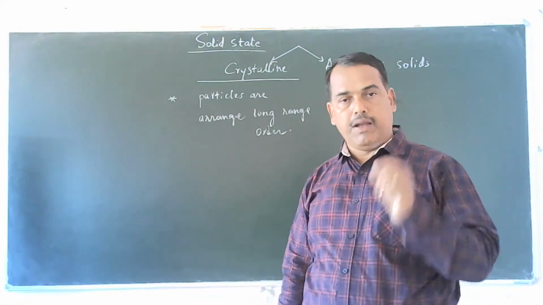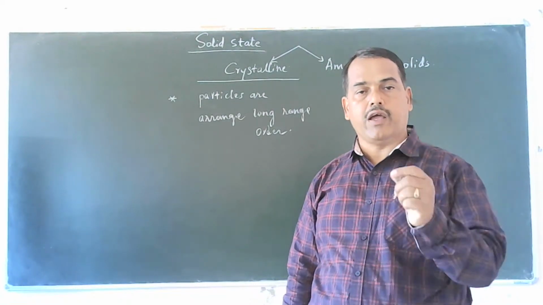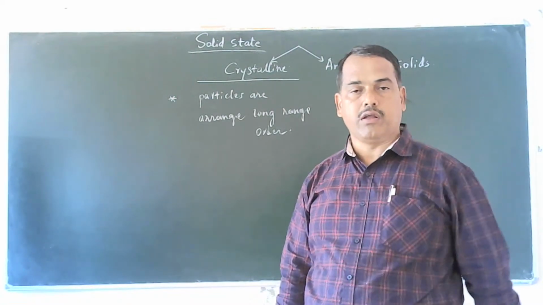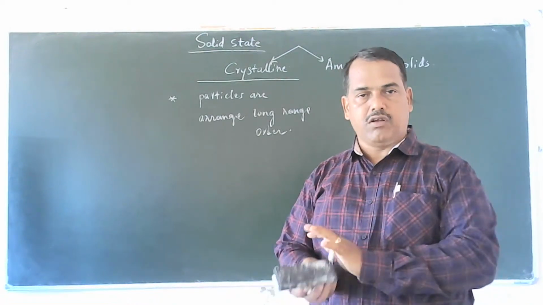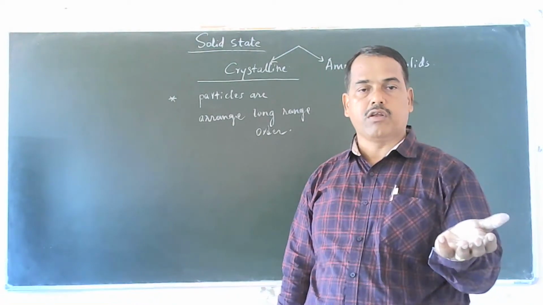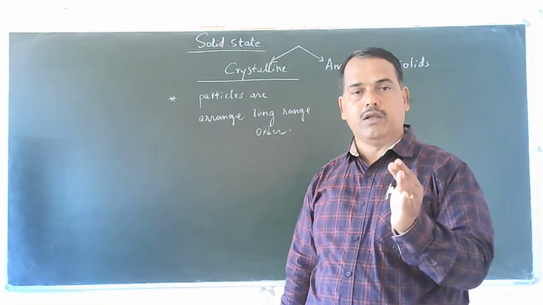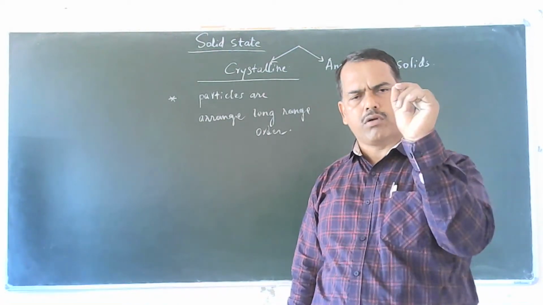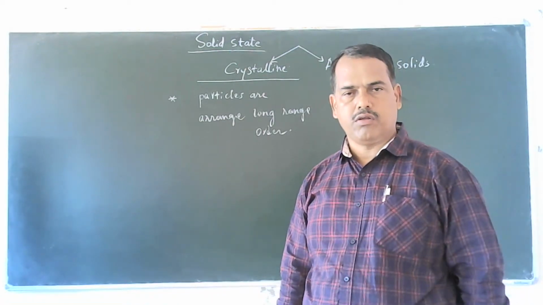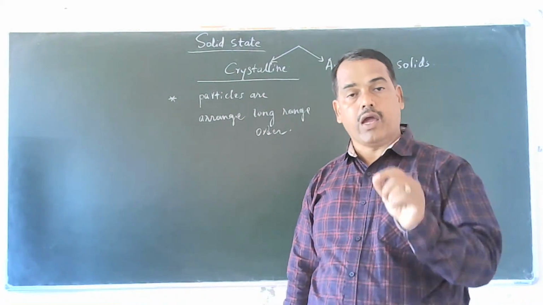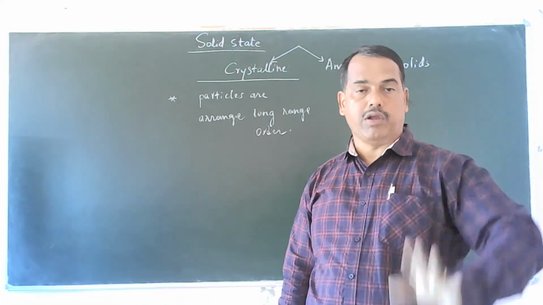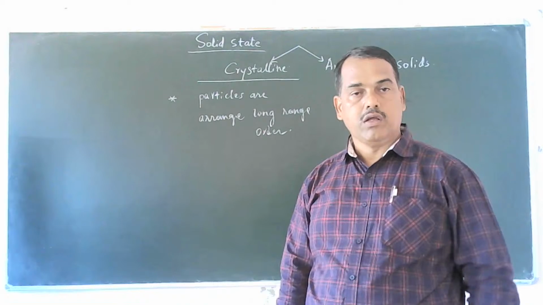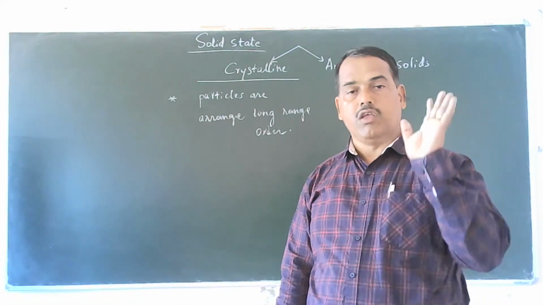If you go for its melting point, it has a sharp melting point. See, by increasing the temperature, the solid starts to melt, and it changes physical state at a particular point of temperature. Are you clear? So they have a sharp melting point. Are you clear? These crystalline solids.